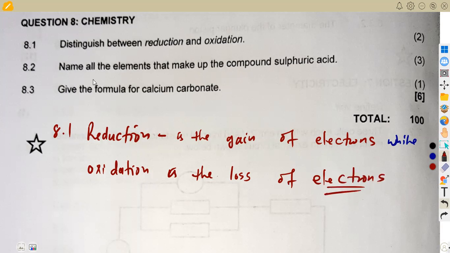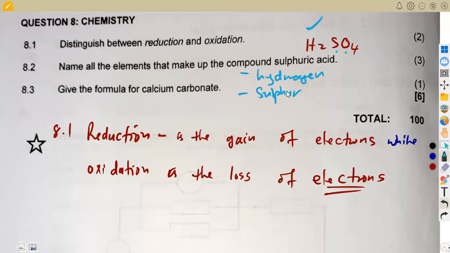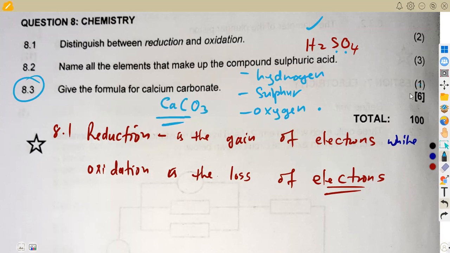Name all the elements that make up the compound sulfuric acid. The compound sulfuric acid is given by H2SO4. So the elements we are referring to are hydrogen, sulfur, and also oxygen. These are the ones we are supposed to have in our answer. 8.3, give the chemical formula for calcium carbonate. Calcium carbonate is CaO3. That is our calcium carbonate in this case.